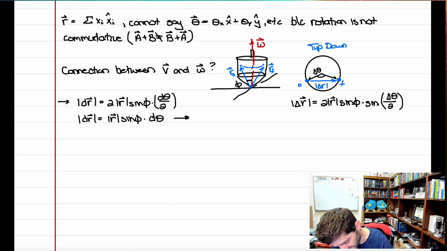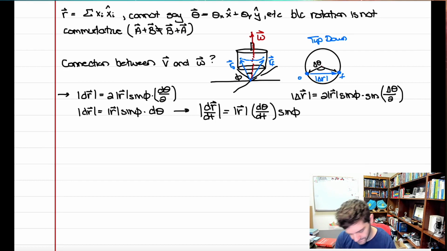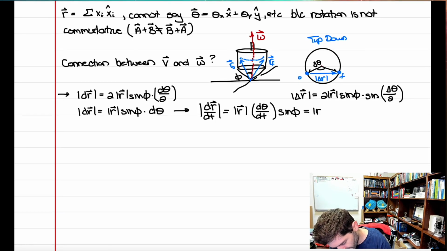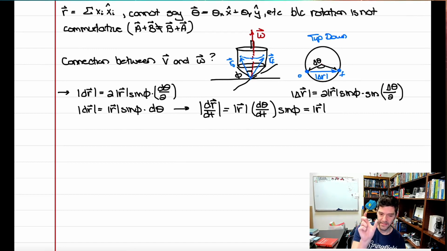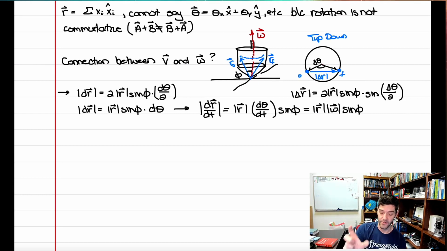Now I'm going to divide by dt. And that looks like dr by dt equals the magnitude of r, I have d theta by dt, and then I have the sine of the angle phi. To help me connect this with vectors, I'm going to realize that d theta by dt is just theta dot. That's the magnitude of omega in this case, multiplied by the sine of phi, which happens to be the angle between r and omega. Look at the first 3D image for justification on that.